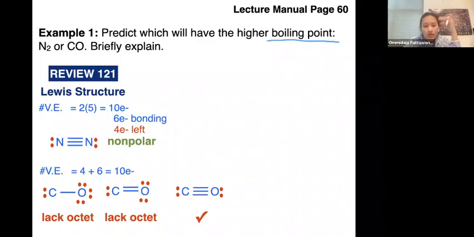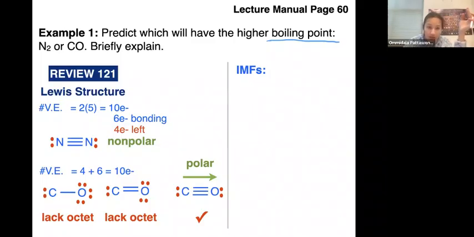Okay, so once you know that, then you know that oxygen has a higher EN value than carbon. So oxygen is going to pull electrons toward itself away from carbon. Therefore, in this case, this molecule is going to be a polar molecule. Okay, so we know one is non-polar, the other is polar.